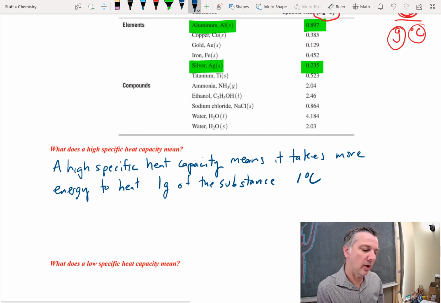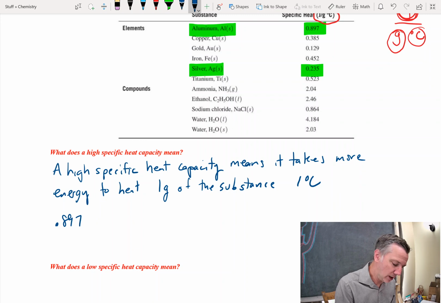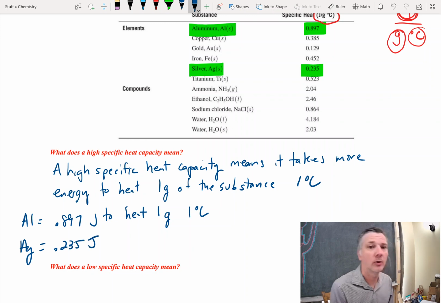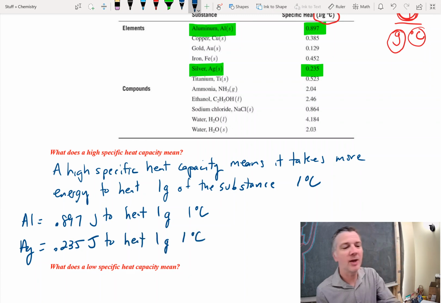So again, in the example that we just gave with aluminum and silver, aluminum takes 0.897 joules to heat 1 gram 1 degree Celsius. Silver takes 0.235 joules to heat 1 gram 1 degree Celsius. So it's going to take more energy to heat up that aluminum. It's going to take less energy to heat up silver.